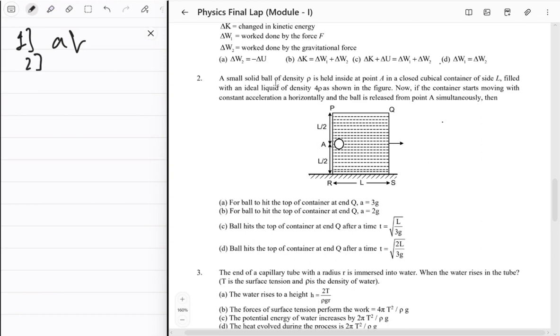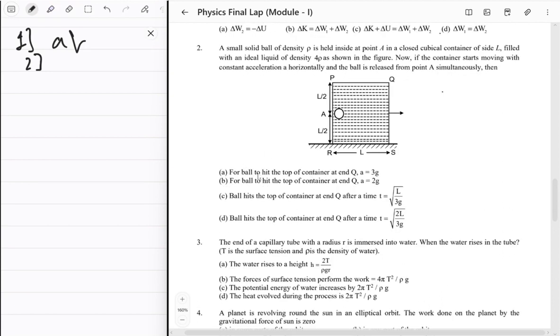Okay, next, second. A small solid ball of density rho is held inside at a point O in a closed cubical container of side length L, filled with ideal liquid of density 4 rho as shown. Now, if the container starts moving with constant acceleration A horizontally, the ball is released from the point simultaneously. For the ball to hit the top of the container, A is... Is a coefficient of friction given? No, it isn't. Only the density rho and the liquid's density 4 rho.